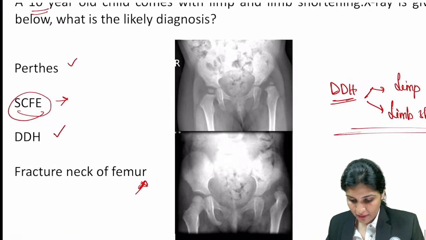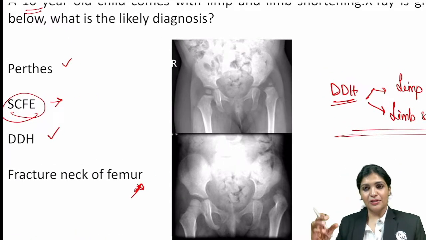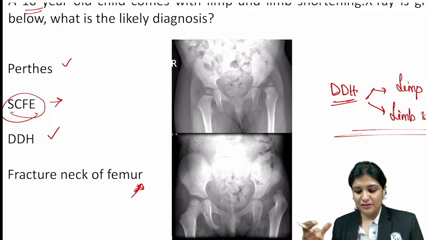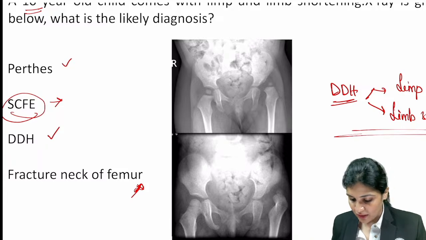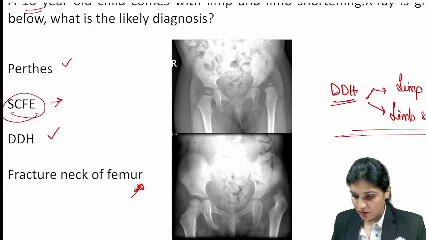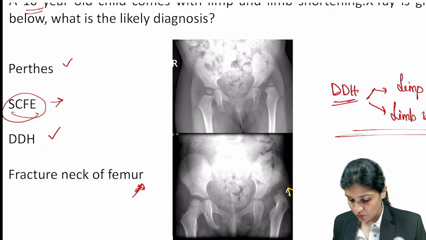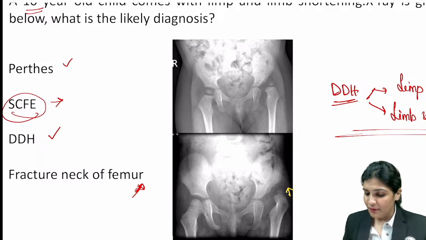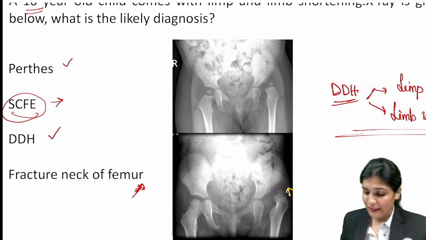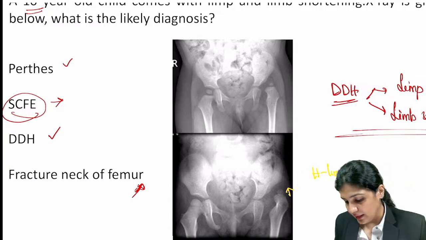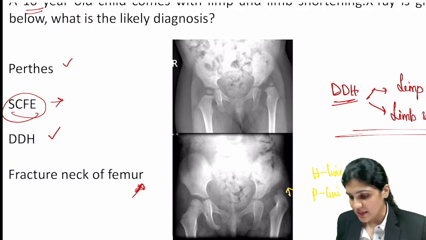So here in Perthes you will completely see the absence of the head due to avascular necrosis, and here this is a DDH where you see the proximal migration. So here you see there is a proximal migration of the femoral head, and if you remember there is an H line and a P line. So what is the H line?